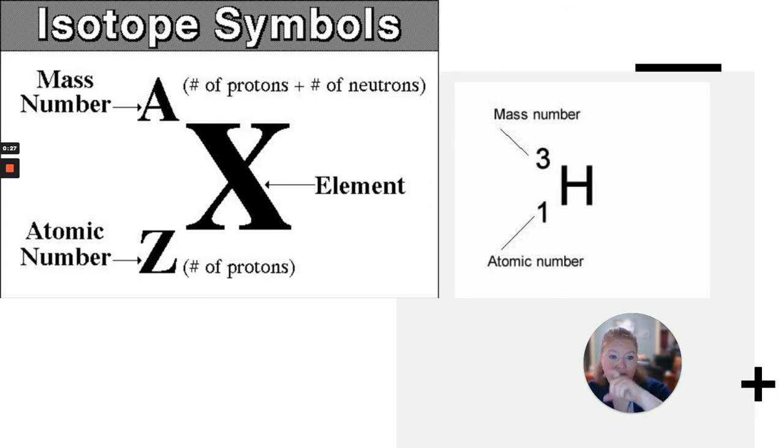And then the bottom number on the left, the subscript, is the atomic number. And the atomic number, by definition, is the number of protons. So if I want to find the number of neutrons, I do this. It's kind of set up like math, like this number's on top, this number's underneath. I subtract them and I will get the number of neutrons.